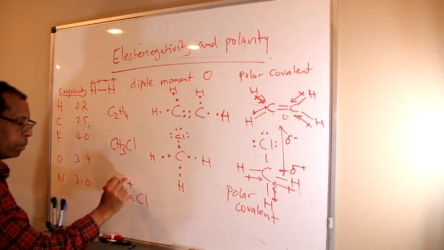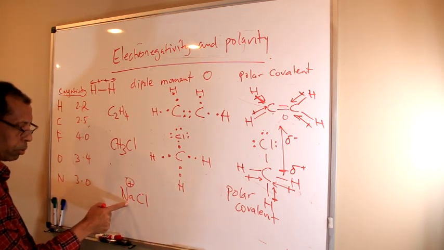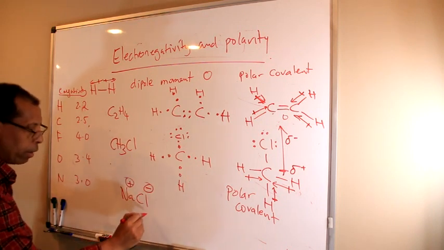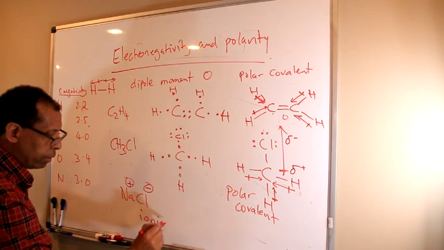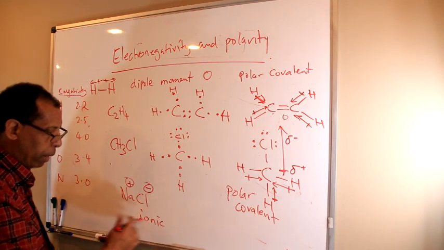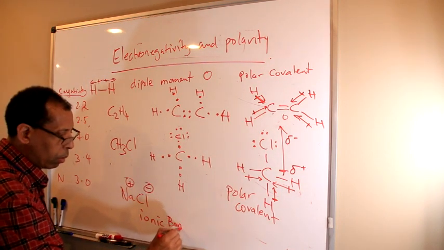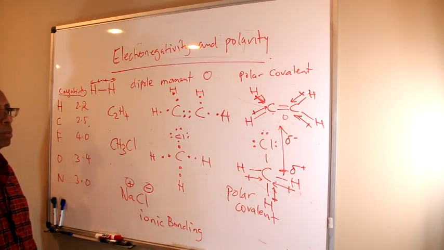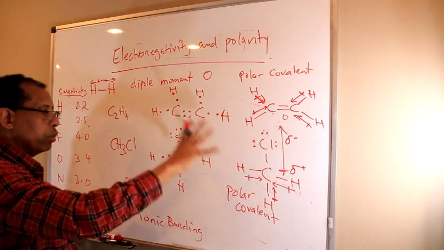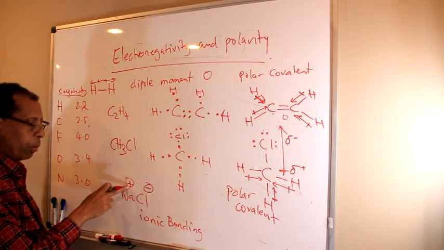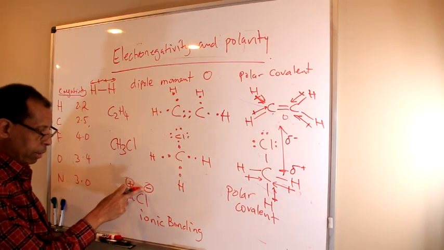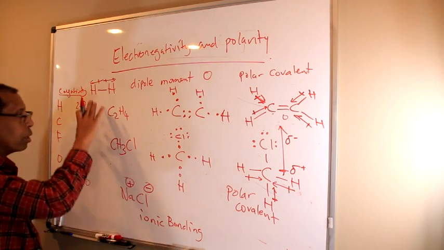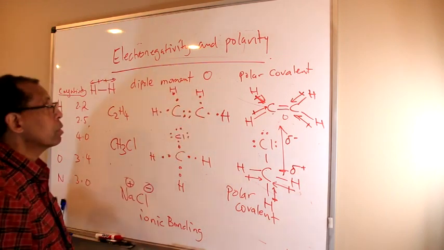sodium chloride, it is formed from loss of an electron from sodium and gain of an electron on chlorine. This is an ionic compound, a completely different kind of bonding. This is ionic bonding, so we don't mostly encounter this in organic compounds. Our compounds mostly don't show a complete loss of electron and a complete gain of electron. Actually, they involve a sharing of electrons.